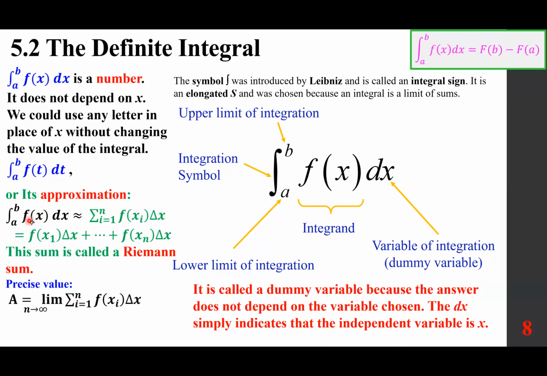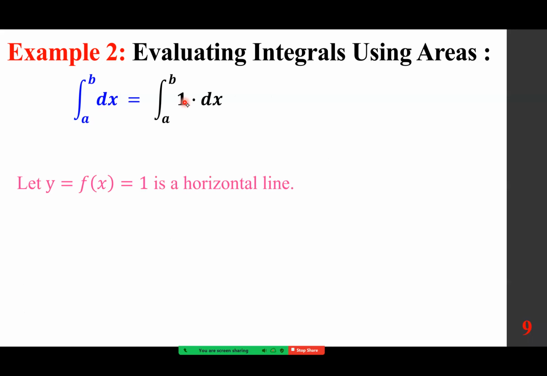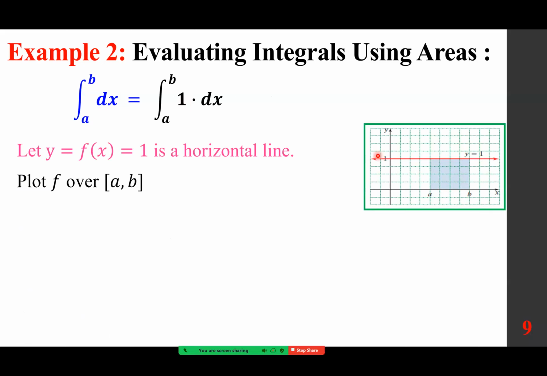To get us started, we are going to start with the easiest example. We want to evaluate the definite integral of dx from a to b. First, I want you to see what the function is. Therefore, I'm going to write 1 times that, meaning the function f of x or y is 1, which is a horizontal line. So we want to graph this over a to b. So this is y equals 1. And let's assume a is here, b is here.